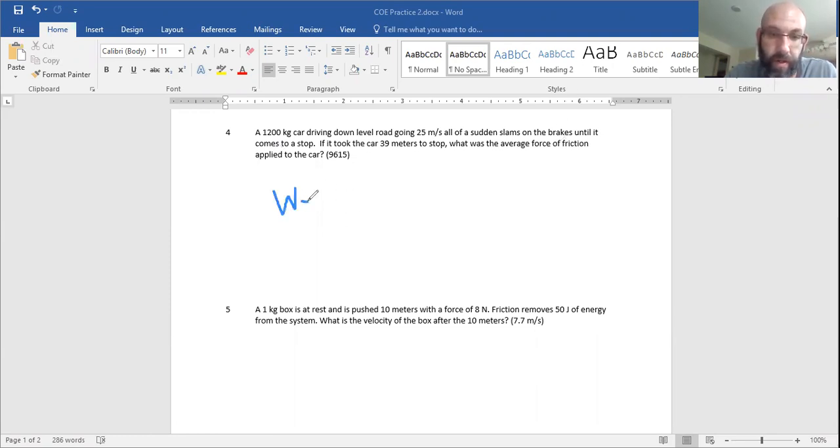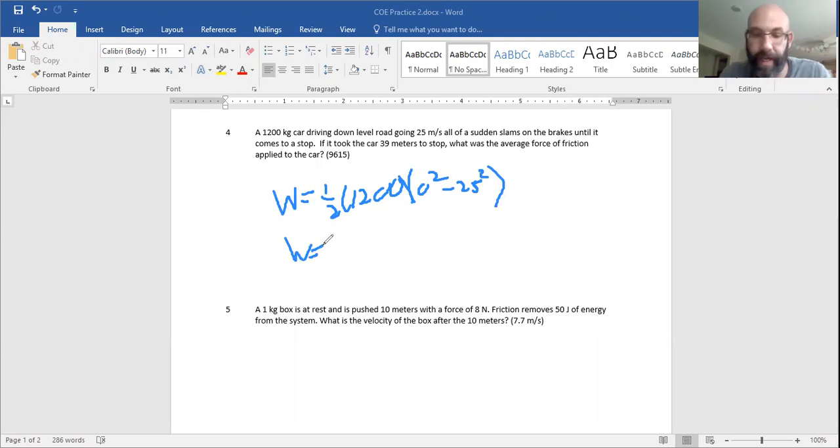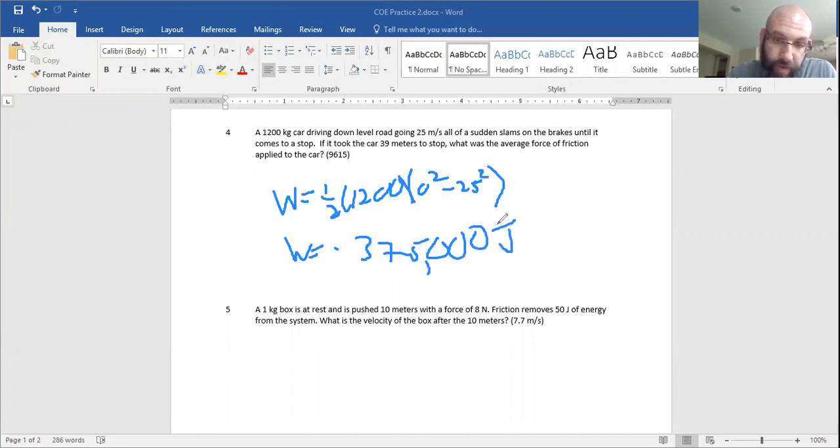So work is half of 1,200, 0 squared minus 25 squared. So that's 25 squared times 600. Negative 375,000 joules worth of work. It's a negative work. Why is it negative? Because it worked against us, and when we solve for it, we get a negative number.